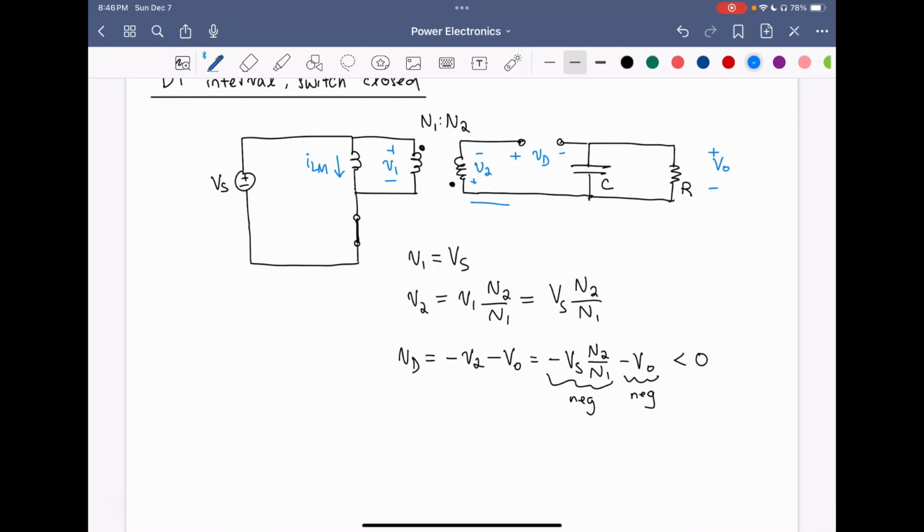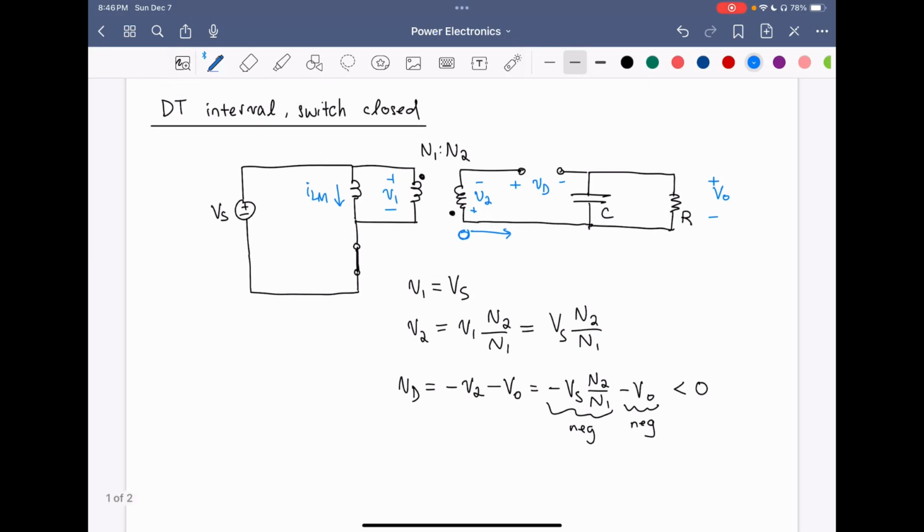Because the diode is off, that means the current going through the secondary side is 0. Now, for a transformer, we know that if the secondary current is 0, which is the current coming out of the dot of the secondary side, that implies that the current going into the dot on the primary side is also equal to 0. So therefore, during this DT interval, we simply have current circulating through Vs and the magnetizing inductor. And this is our analysis for this first state with the switch closed.